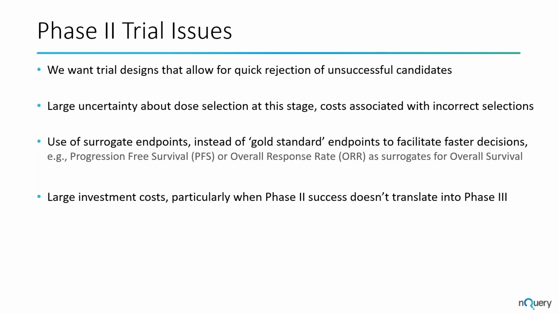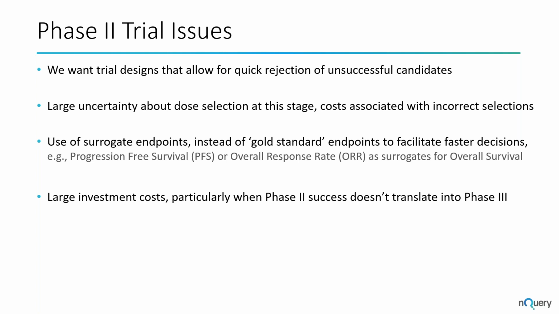As I mentioned already, this is usually the first time that a candidate therapeutic will be tested in target patients. So there's large uncertainty in the dose selection at this point. Obviously, resources are finite, so there are only so many doses that we can investigate. And incorrect selection of these doses could lead to uninformative data or mean that a potentially viable therapeutic may not progress to the next phase.